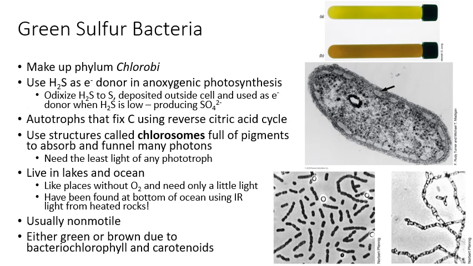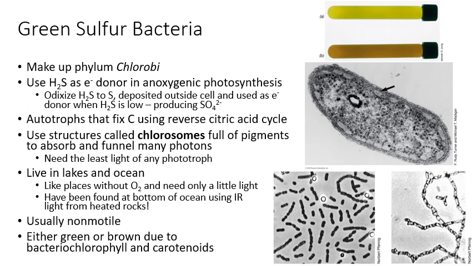You can actually find them at the very bottom of the ocean where you would think that there's not any light at all, but they would be living near some of those deep sea vents that produce a lot of heat, and that heats up the rocks around the vents, and then those rocks emit infrared radiation. So they're actually able to absorb those infrared photons and do photosynthesis just with that tiny bit of glow that's coming off of those hot rocks at the bottom of the ocean near those deep sea vents.